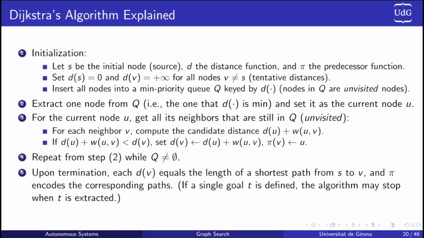Okay, then we extract one node from Q. The first one will be the node S, sorry, the starting node. But in general, it will be the one whose distance is minimum. And we will set this as the current node. Okay, this will be our current node.